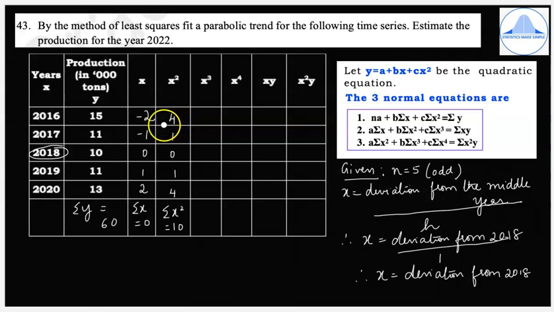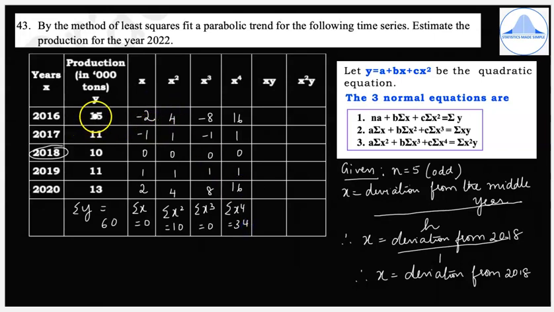So minus 2 cubed will be minus 8, minus 1, 0, 1 and 8. So you see that summation x cube will also be equal to 0. Then find out x to the power 4, that is minus 2 to the power 4. It will be 16, 1, 0, 1 and 16. So summation x to the power 4 is equal to 34.